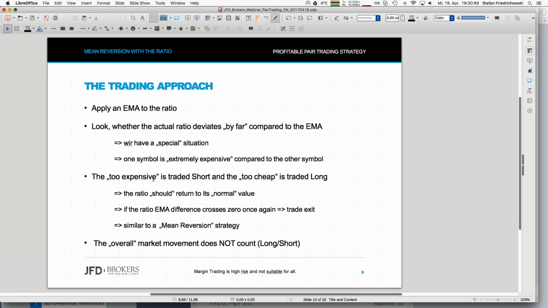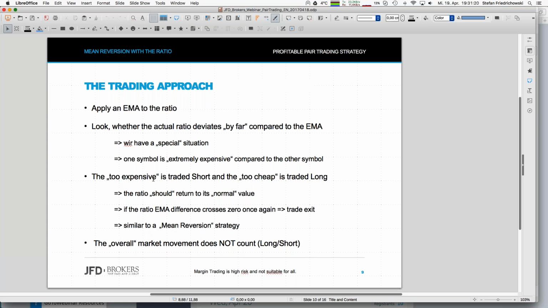So that is the exit signal for such a trade, and that is in principle quite similar to what are called mean reversion strategies. But in this case, we trade that approach on two symbols simultaneously. The overall market and market movements do not count because we have that long and short trade.